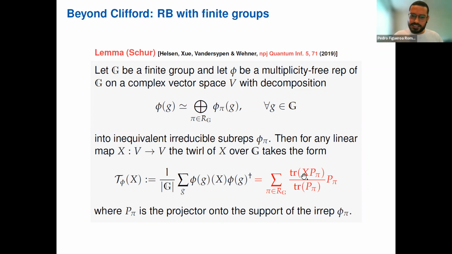So it takes a very simple form, this twirl of any linear map. It's just some sum of these factors, and it only depends on these projectors on the support of the irreducible sub-representations of your representation. So in the end, the point is that you can do averages over any finite group relatively easily.